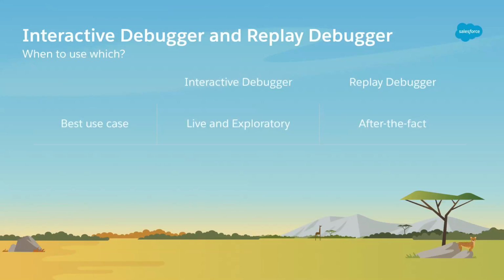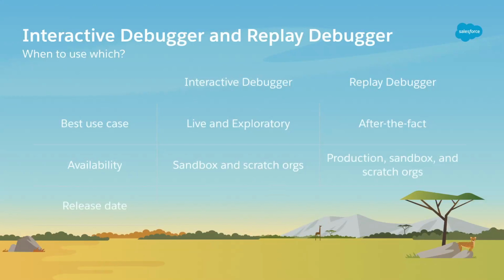So this is really, really powerful. The other thing is the availability. We know that the interactive debugger is available in Sandbox and Scratchbox. The replay debugger is available in production, Sandbox, and Scratchbox. All right? So if you need to debug in production, this is your best bet.